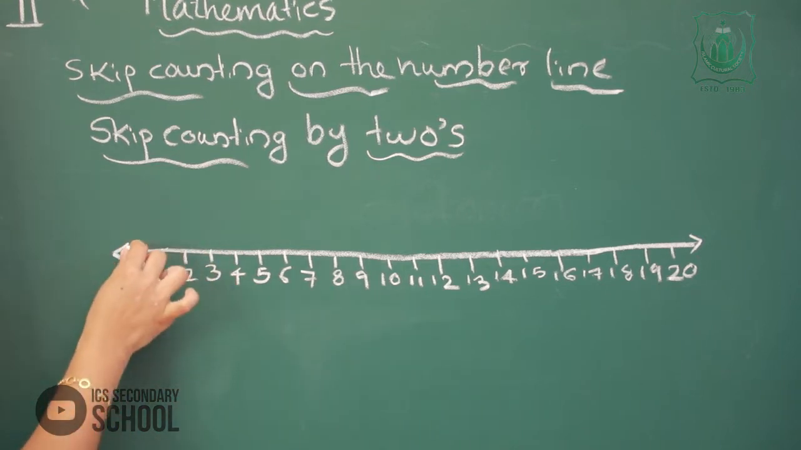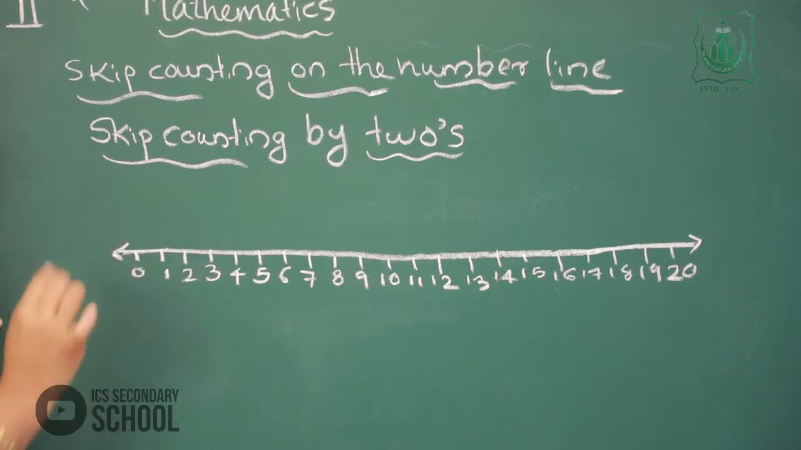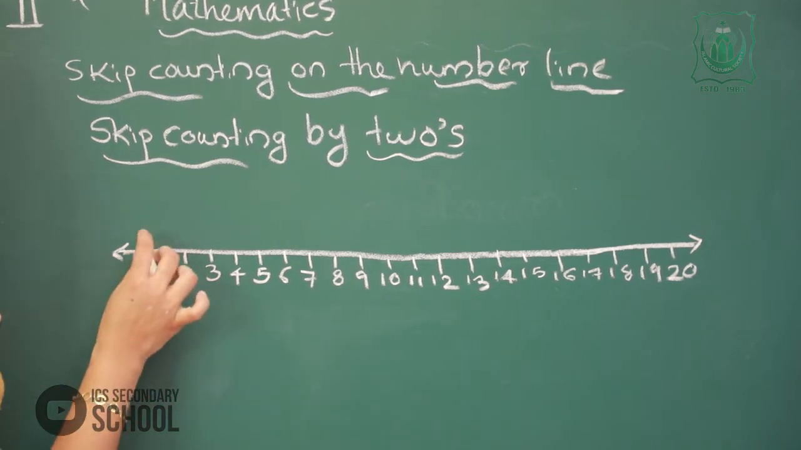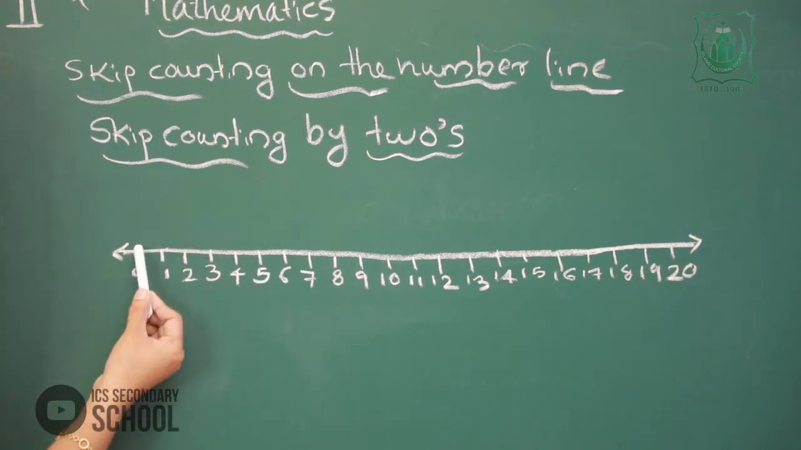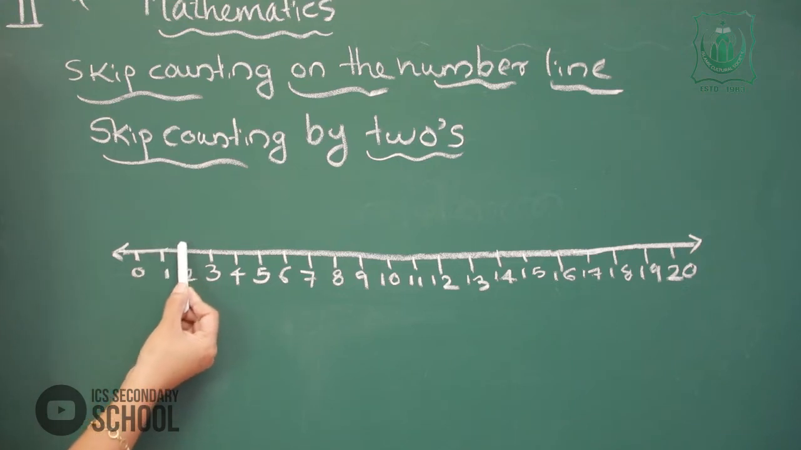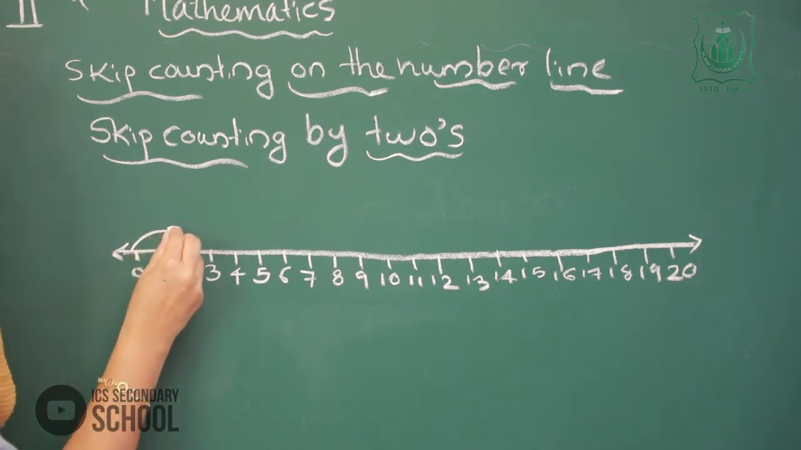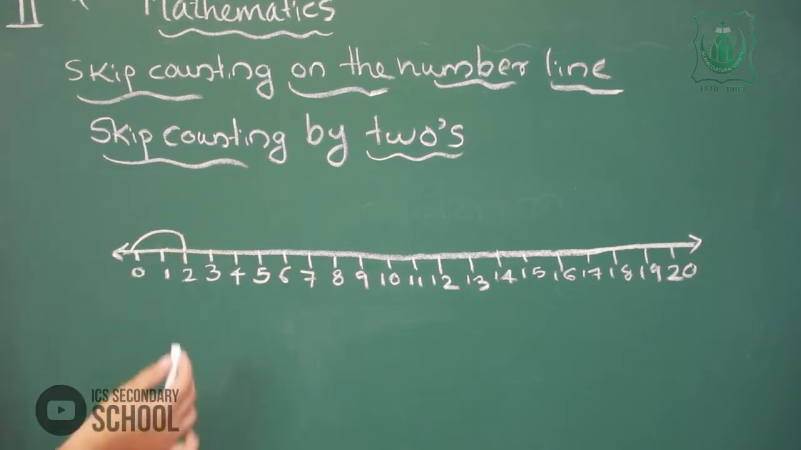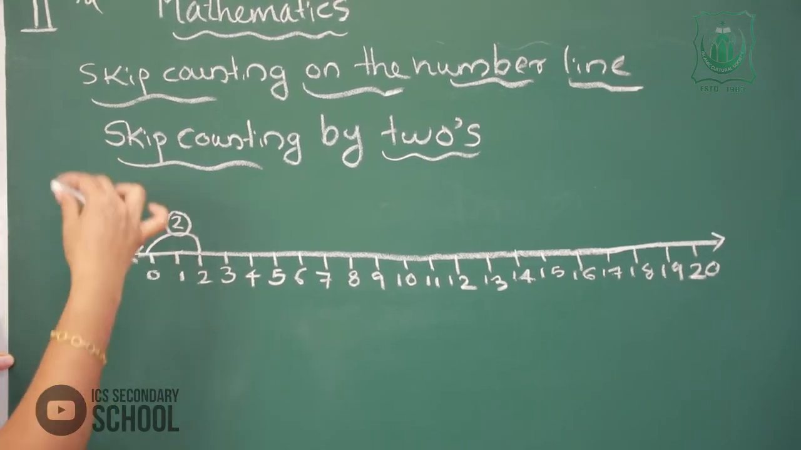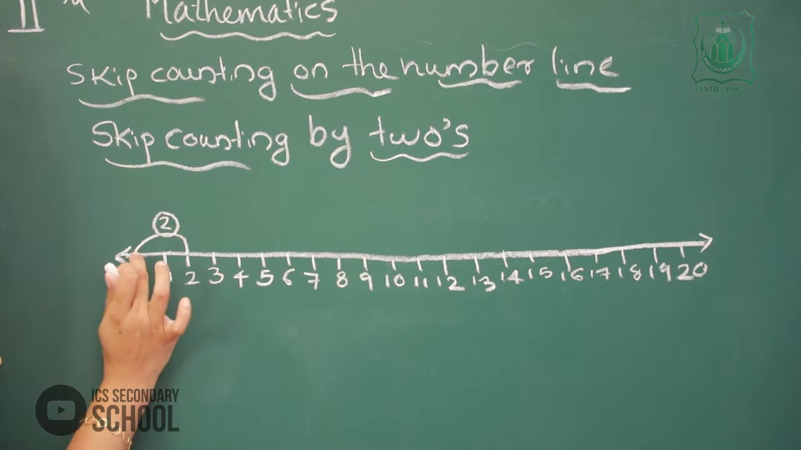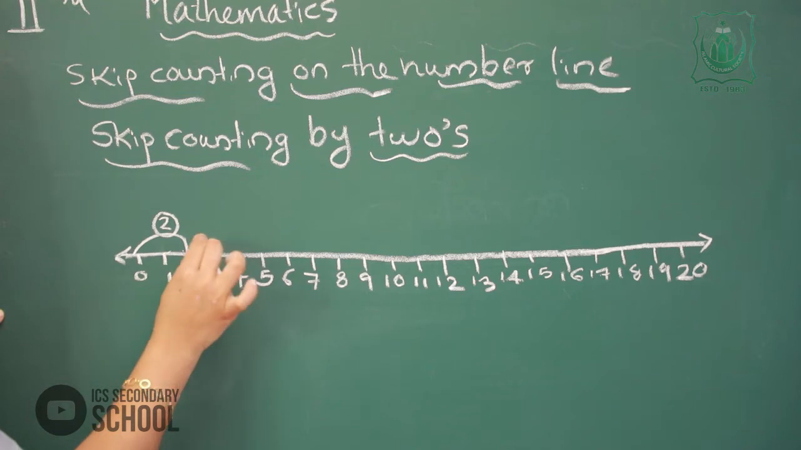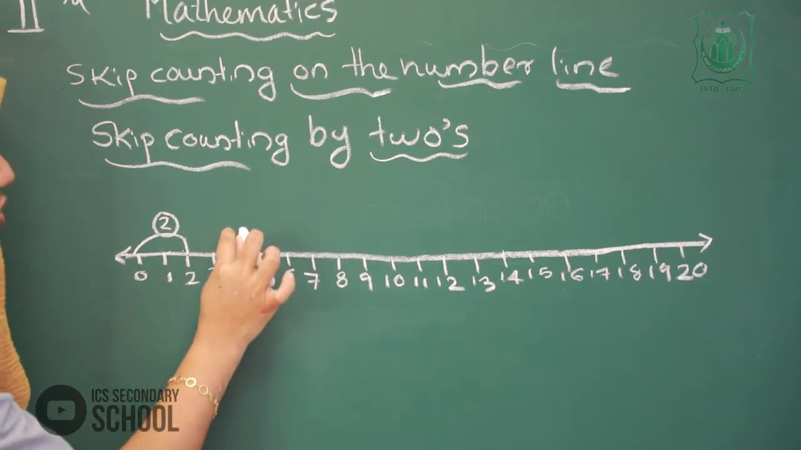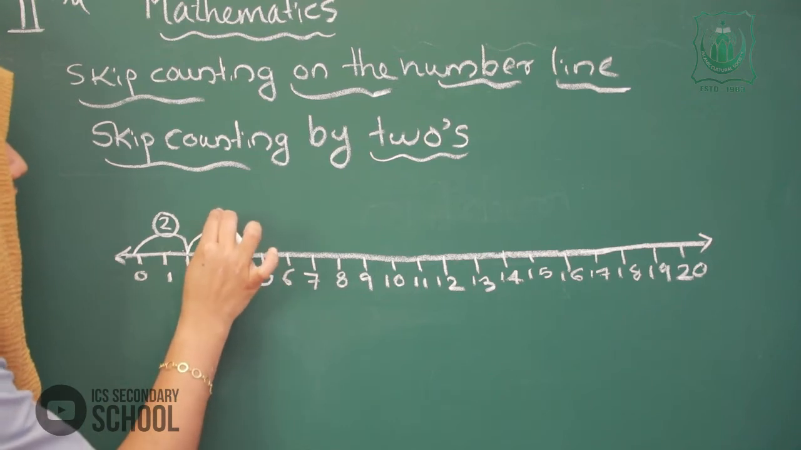So, we start counting from 0. Count with me. From 0, we count 1, 2. We reached the number 2, and we can mark it like this. Start from 0 and count 2. Is it clear? Next, start again from 2. 1, 2. We reached the number 4.